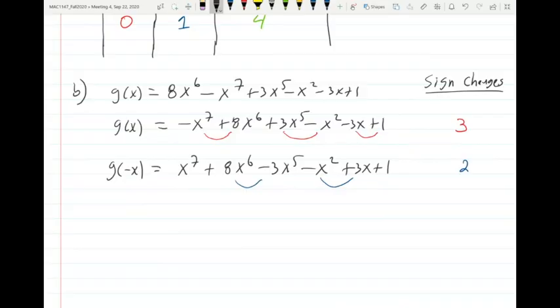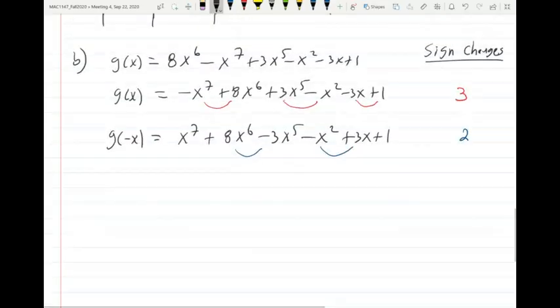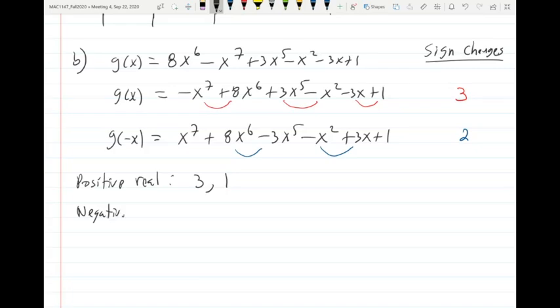Okay, so we are ready to do our little table. Positive real: how many choices do we have? We either have 3 or 1, because remember 3 sign changes, but then minus an even amount. And negative real: how many choices do we have? We either have 2 or none.